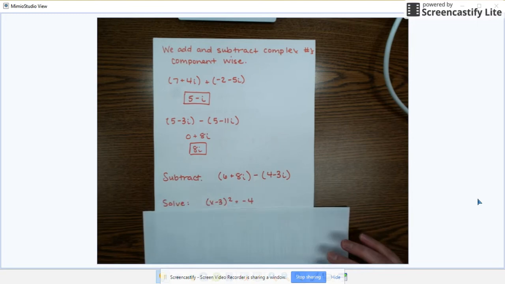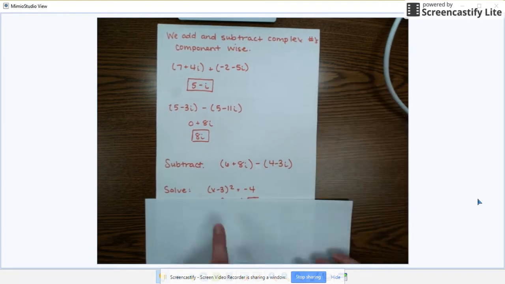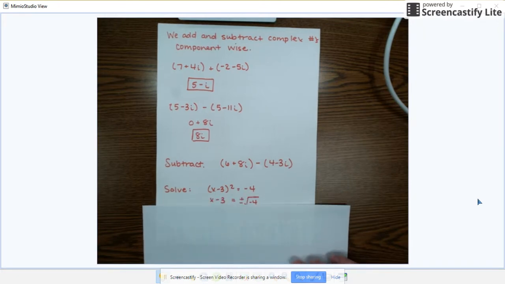Now we're going to take another quadratic function and we're going to solve this one. This one's a little more involved. Right away, though, we can start by taking our square root. So we're going to square root a negative number. Well, that leaves us with x minus 3 on the left side. And then the right side would be equal to plus or minus the square root of negative 4.